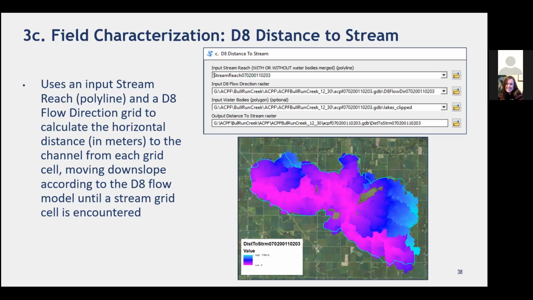And this is one of those where you could choose whether you want your stream reach to be with or without water bodies. As you can see in the image underneath the tool inputs, this actually has the water bodies included within it, because you can see the ponds don't have the distance to stream within them. If this was going with just the stream reach without the water bodies, you would see values within there.